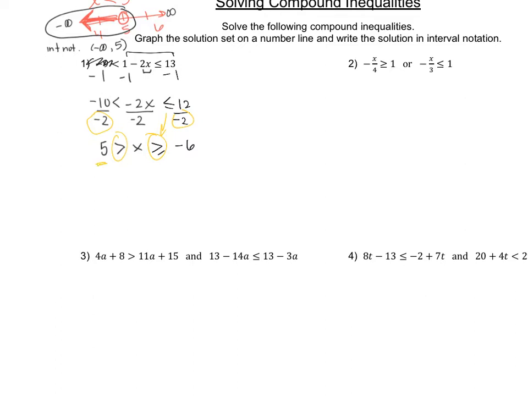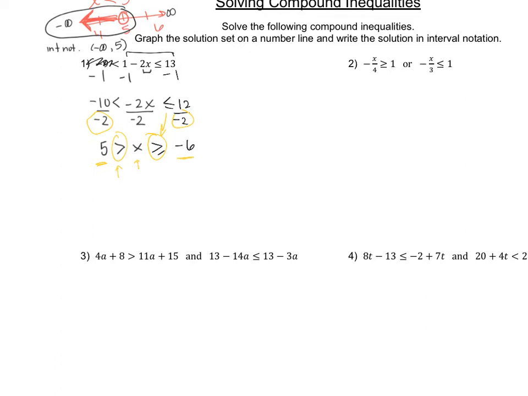So what we're saying is 5 is bigger than x, which is bigger than or equal to -6. So one thing to always check for when you have these compound inequalities, especially if you're doing that division by negative, if your final kind of outside ones make sense, is 5 bigger than -6? Yes, so that checks.